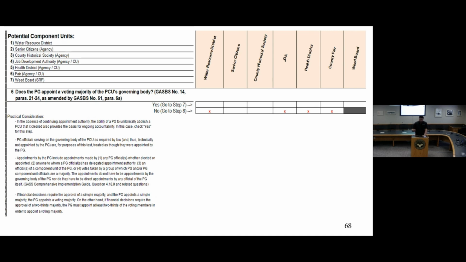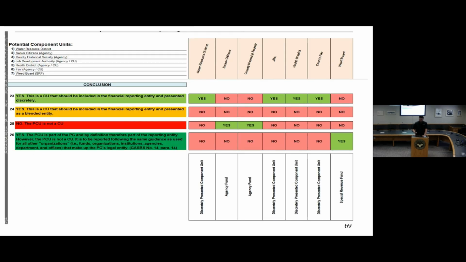You eventually keep going through this checklist, guys, until you get to this conclusion section, which tells you what you have. It looks like the water, the JDA, the health, and the fair all marked yes as a discretely presented component unit. So that's what they are. They're going to have a separate column in those financial statements, and that's how they would be presented. None of them met the criteria for blended component units, so you can ignore that section.